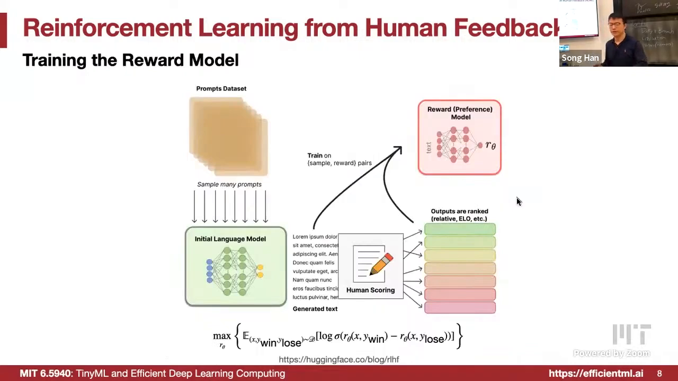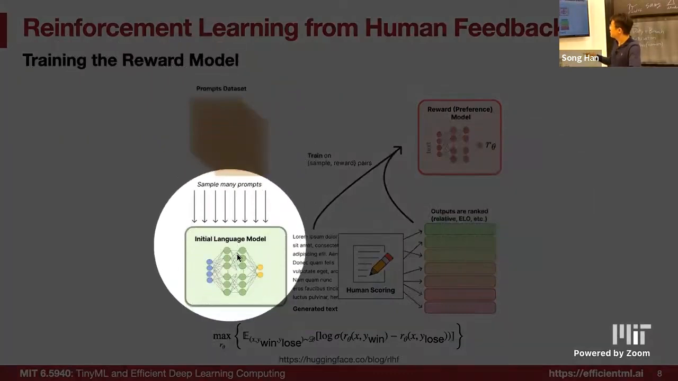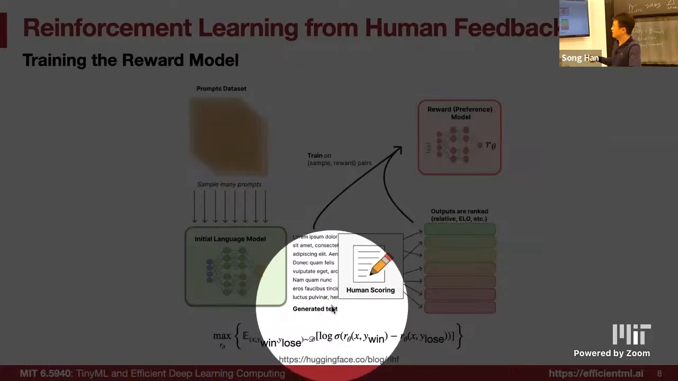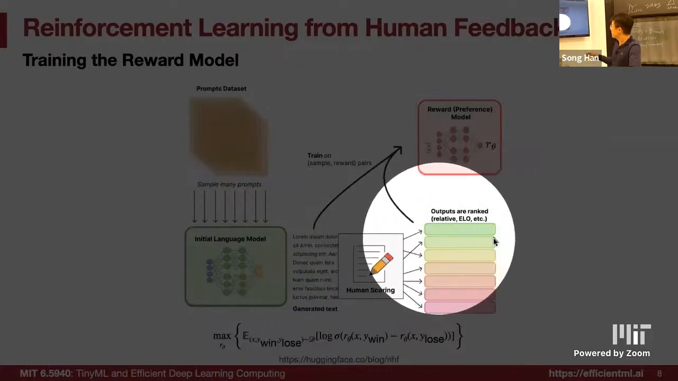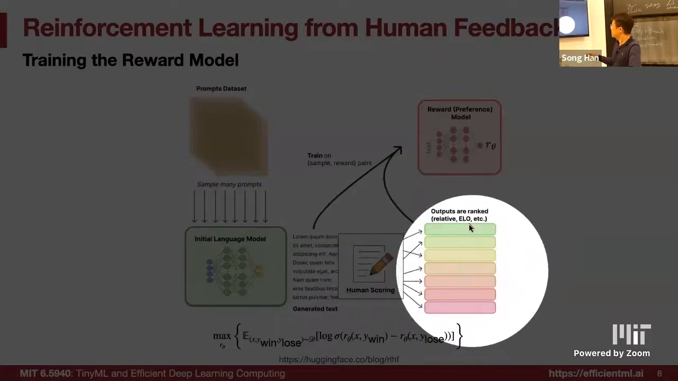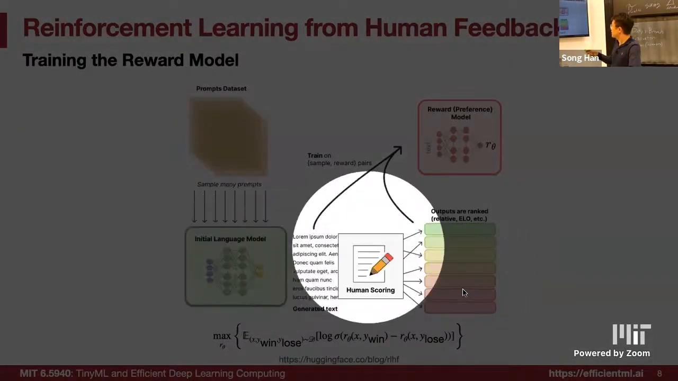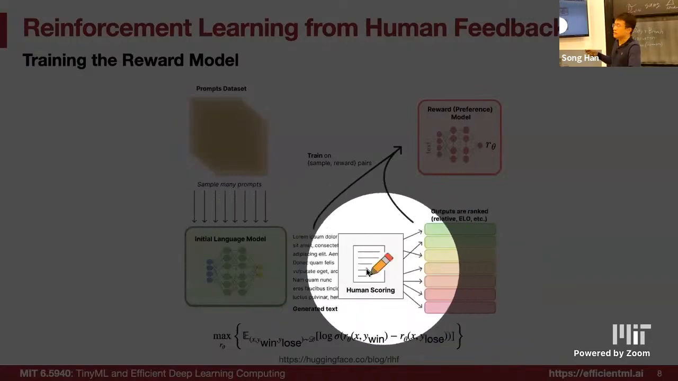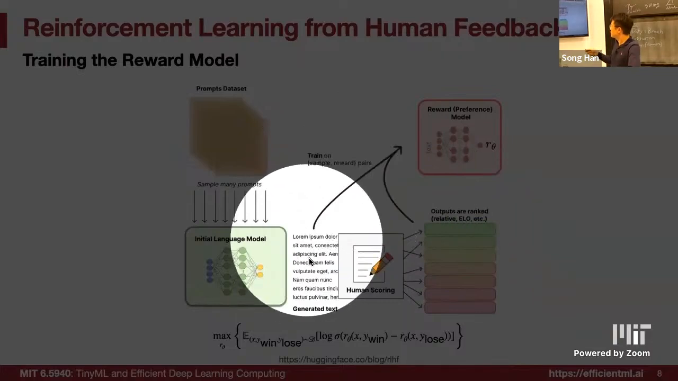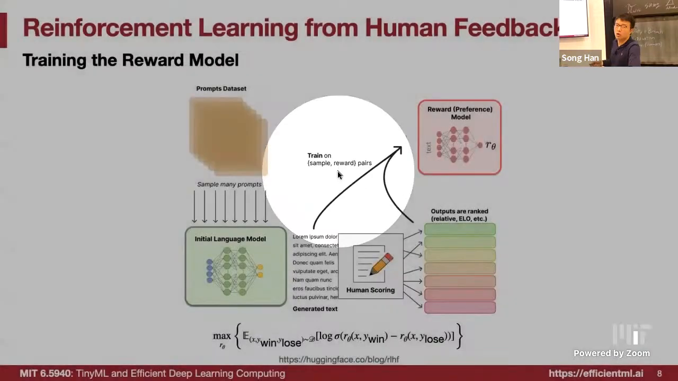So here, the first step is to train this reward model. Given a lot of prompts, we sample many prompts, pass them through the initial language model, and generate many texts. This is first choice, second choice, third choice. We ask a human to score these different answers from the best one to the worst one. Then we use this X and this Y as the input and output to train on such sample-reward pairs. This is a sample, this is a reward, this is a sample, this is a reward.